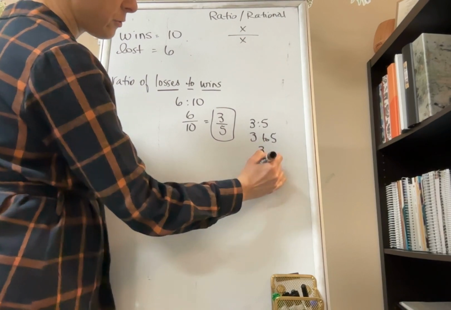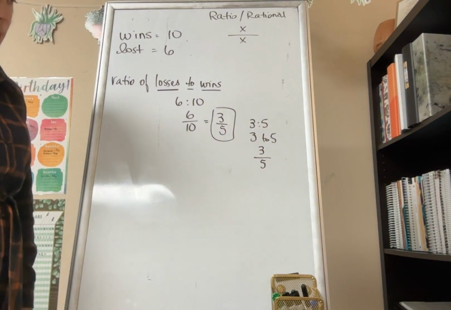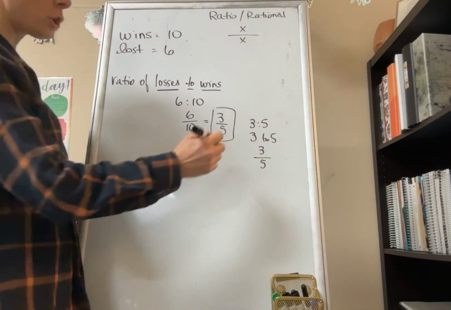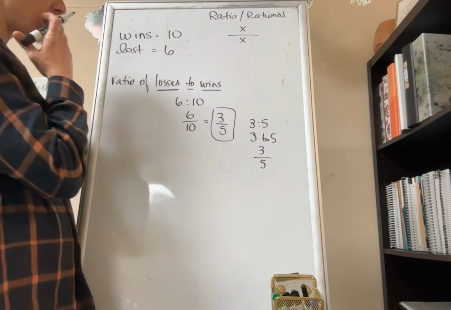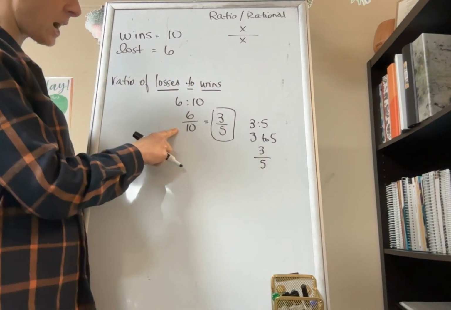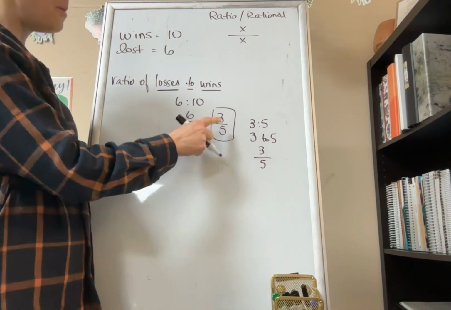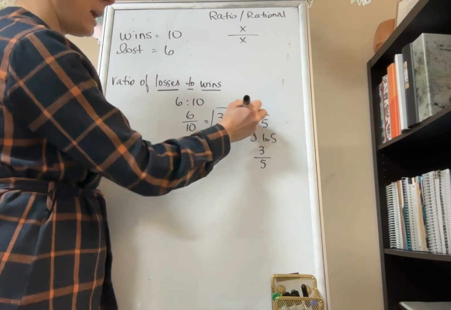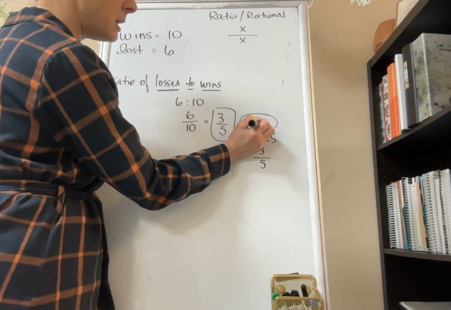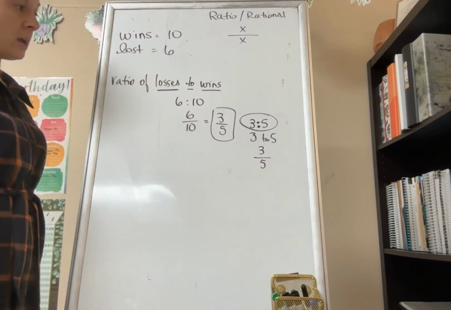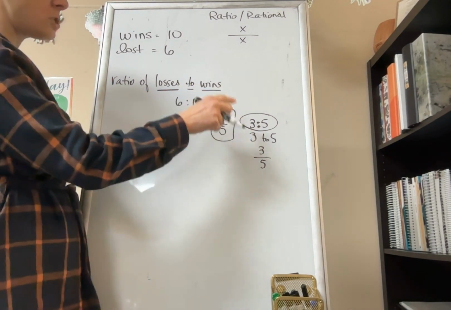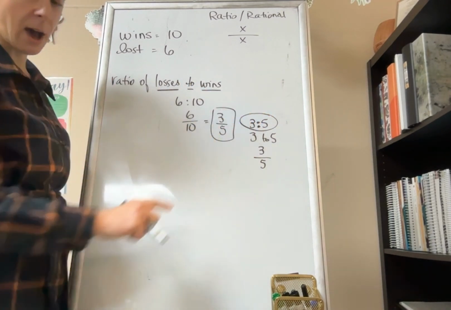3:5. 3 different ways again of writing that. Typically you're going to say, for a word problem like this, you're going to write it as a fraction so that you can reduce it. But then you're going to change your final answer back to this colon method, okay? So you're going to say the ratio of losses to wins is 3:5.